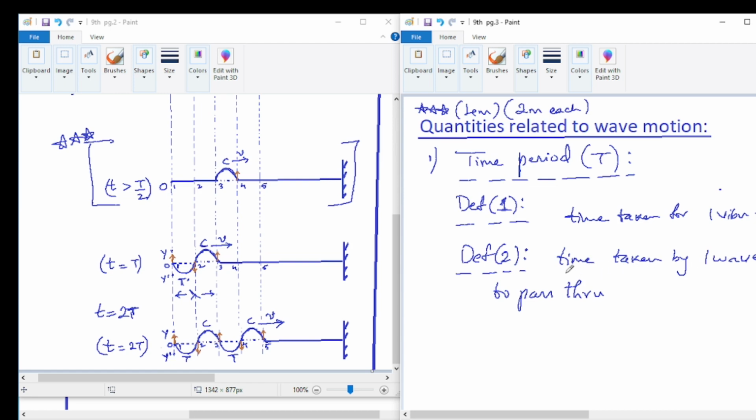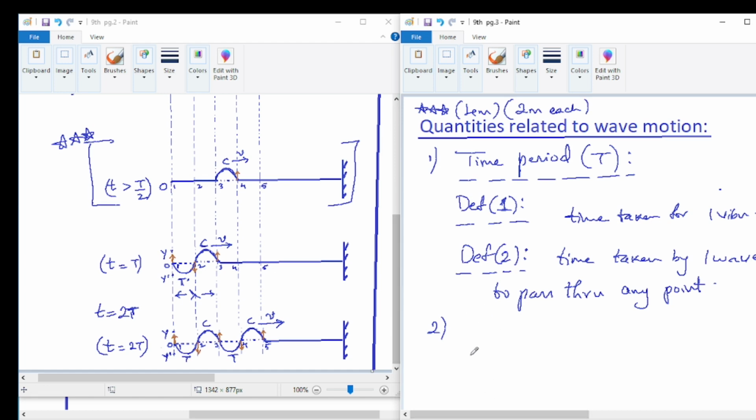Time taken by the same thing. I'll just make the words a little more neat, in the same order, definition 1, definition 2. I'll write them more neatly. Time taken by one wave to pass through any point. That's all. This is a simple definition. So that's what we are getting, time period. Nowhere is any complication there.